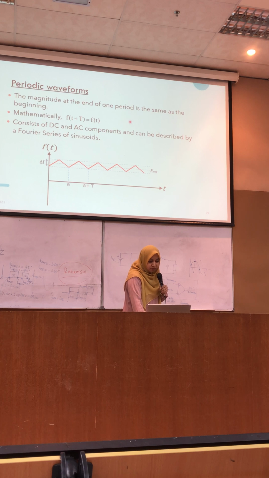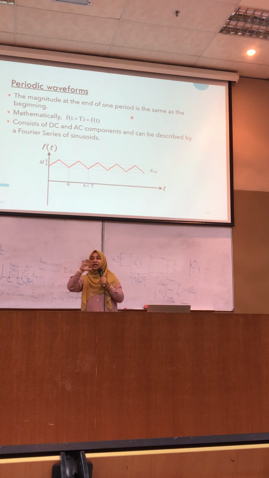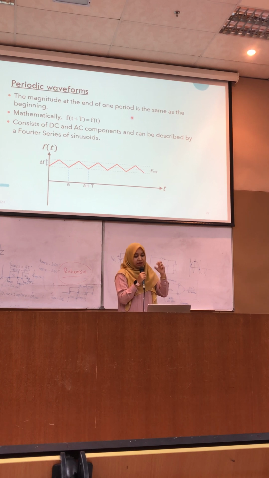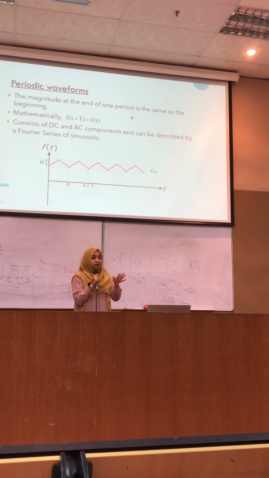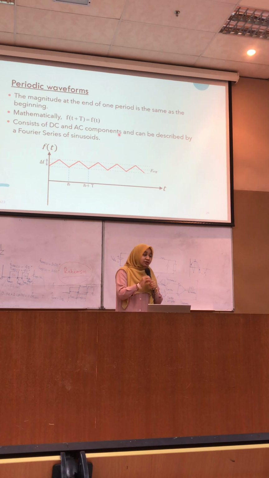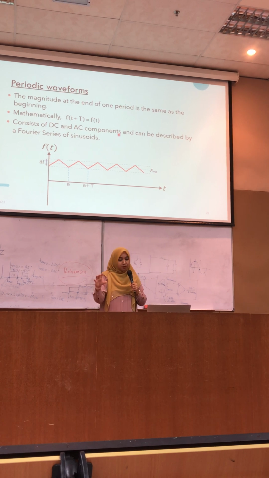Then we have the periodic waveform. Within a cycle, within a period, you will have the same shape and the same magnitude. That is what we call a periodic waveform. If you do not have that kind of shape and the same magnitude, that is what we call a non-periodic waveform. This waveform will consist of DC and AC components, and normally we need to use a Fourier series in order to explain the waveform.